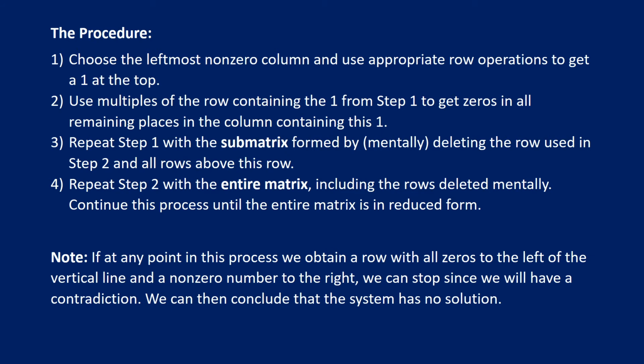One thing to note, if at any point in this process we obtain a row with all zeros to the left of the vertical line and a non-zero number to the right, we can stop because we have a contradiction. We can then conclude the system has no solution. We will look at an example of this so we can see what we mean here.